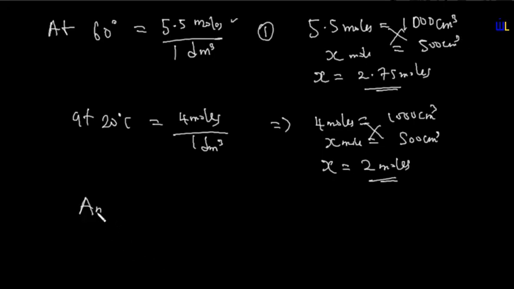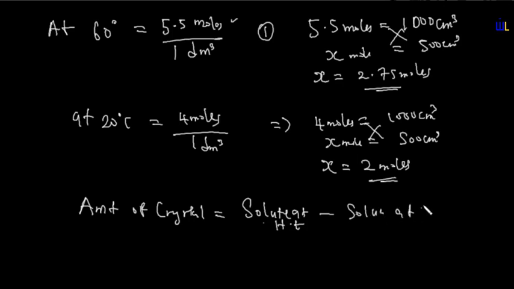Solubility at high temperature minus solubility at low temperature? No, that's not what I said. I said solute, not just solubility. The solubility I gave you is, if they gave you one dm cube and the solubility is in mole per dm cube or gram per dm cube, you can use that solubility to solve. But the actual formula is solute at higher temperature minus solute at lower temperature.